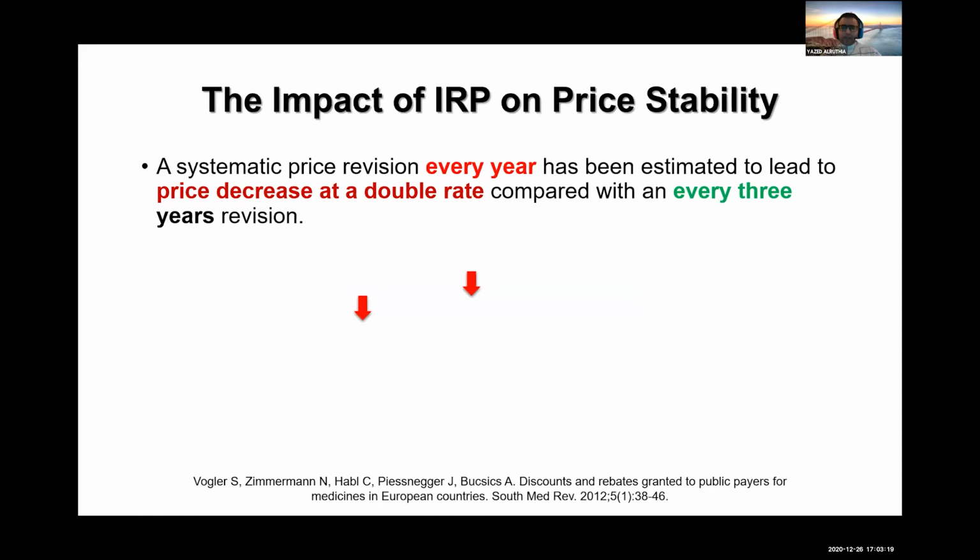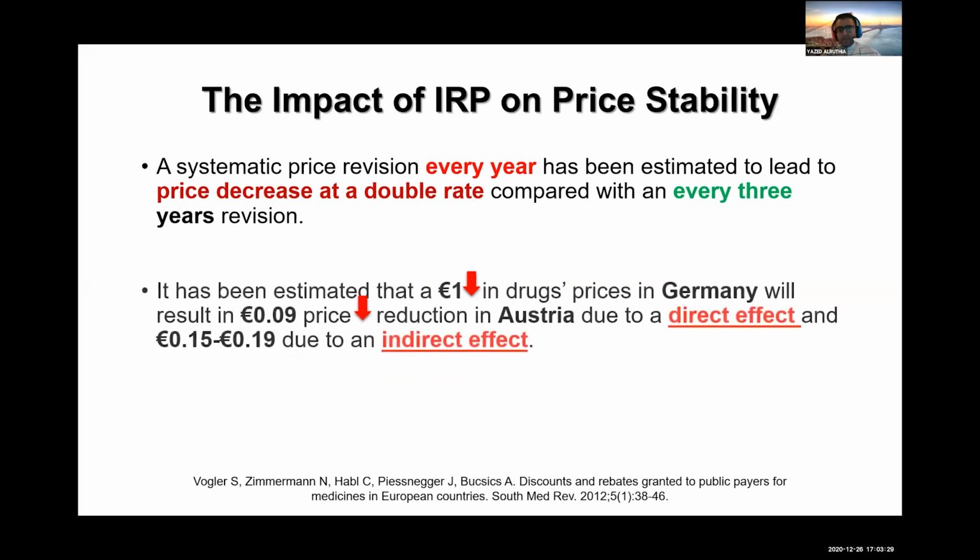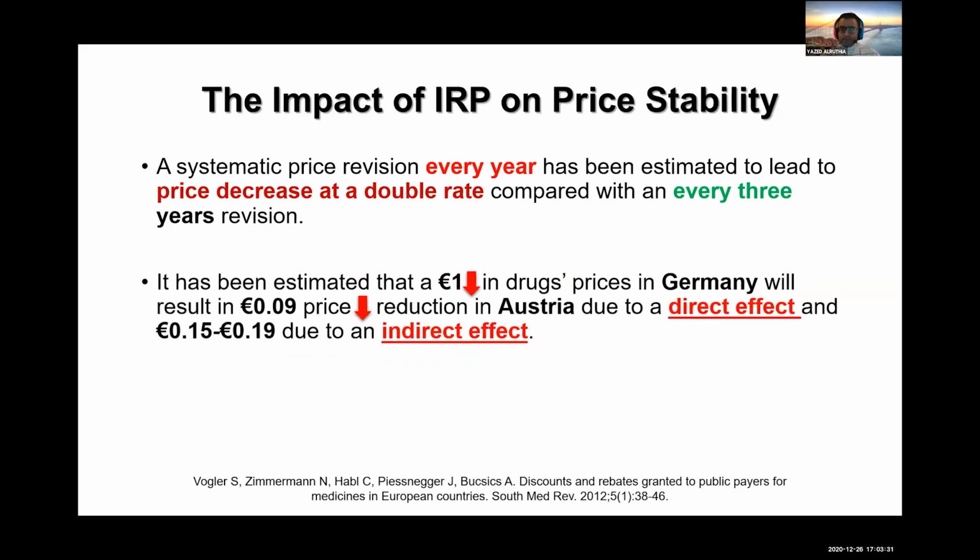So what is the impact of ARB or IRB on price stability? A systematic price revision every year has been estimated to lead to price decrease at a double rate compared to every 3 years revision. So the more frequent you revise a price, the better actually prices. However, this might impact the equity as well as the availability. So you need to balance the different factors.